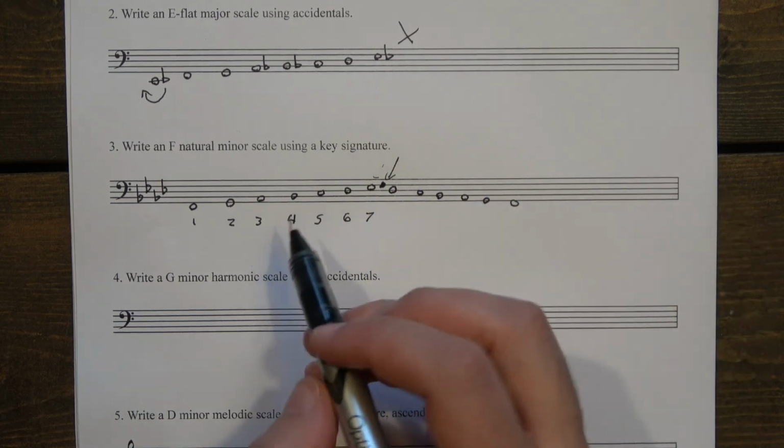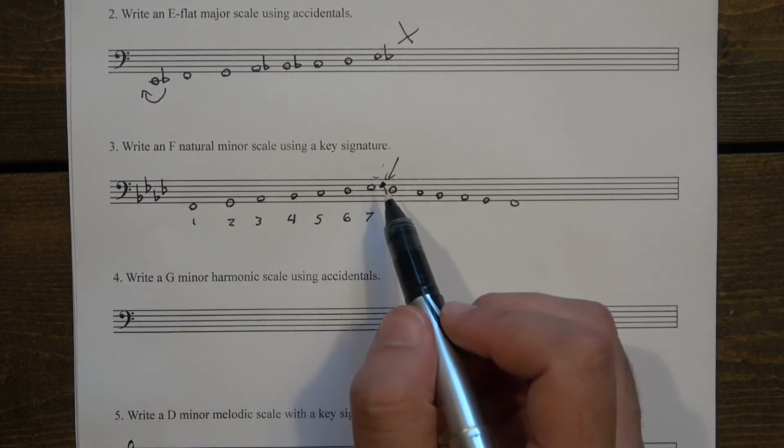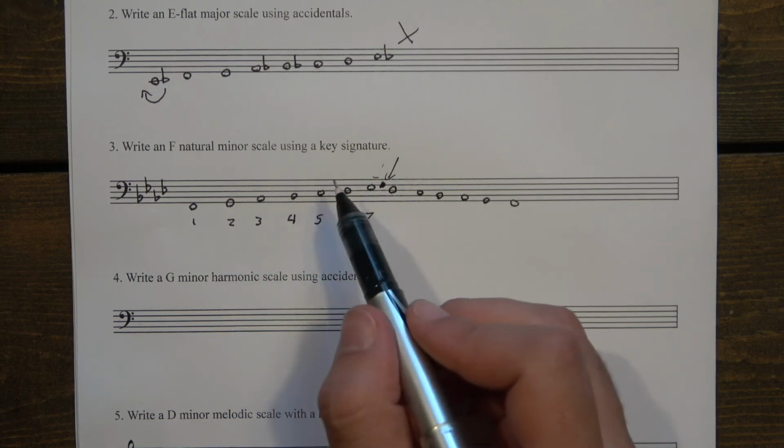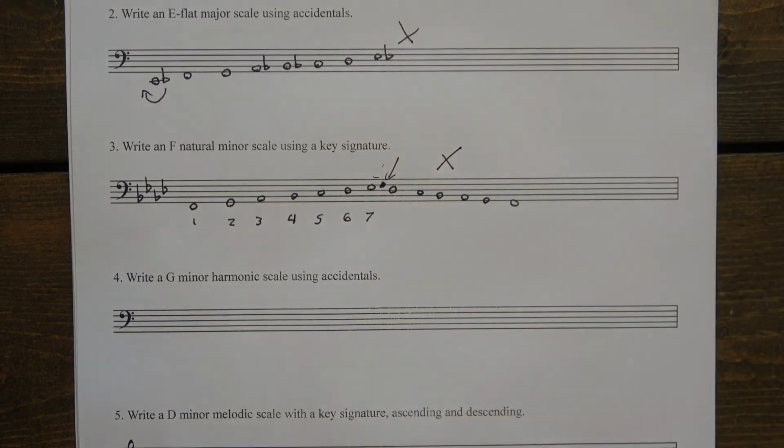I see this one all the time too. Make sure you count if you have to. We start with the tonic, then you go all the way up to the next tonic. Don't stop halfway and come back down. So that is also marked wrong.